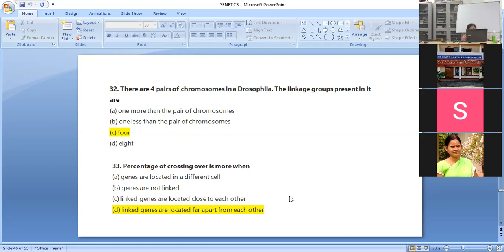Percentage of crossing over is more when the linked genes are located far apart from each other. The more the distance, the more the crossing over will be. Genes, if they are located in a different cell, there will be no crossing over. Genes that are not linked, there will be no crossing over. Linked genes located close to each other will go together as linked, so no crossing over. So the only option we are left with is linked genes located far apart from each other.